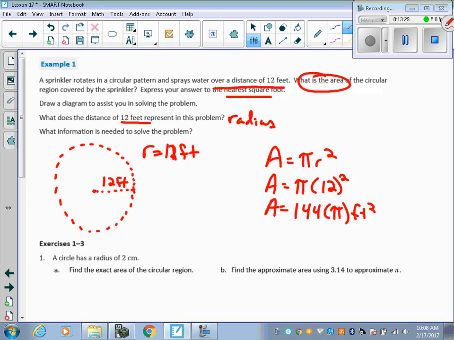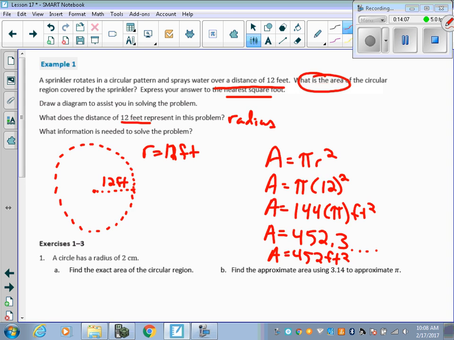So what we'll do is either use the calculator button or the 3 and 1400ths to plug in pi as 3 and 1400ths, or the calculator button. Either way, you get 452.3, with some other numbers afterwards, obviously. Either way, that tells us to round this 452 and 3/10 to 452 feet squared. So that sprinkler covers about 452 square feet of your lawn when you're using the sprinkler.